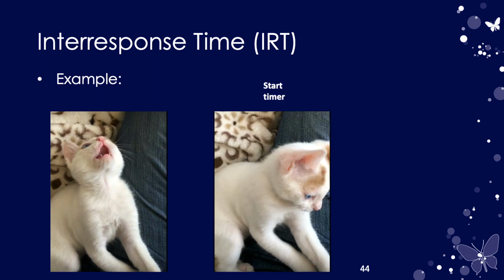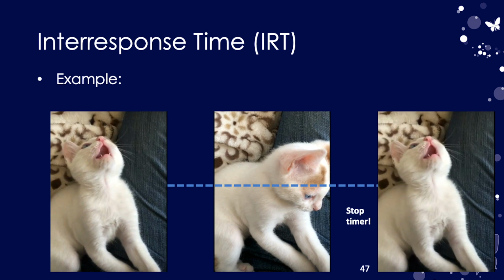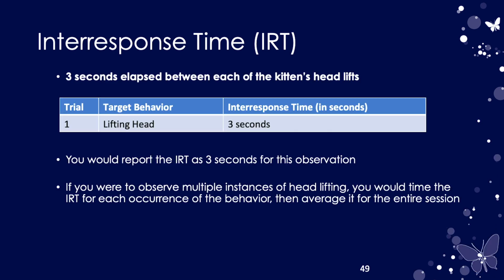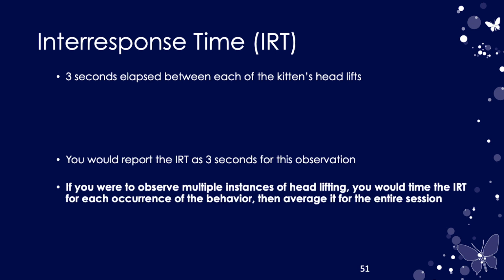As soon as he puts his head down, you would start the timer. The dotted line represents time. Here, 1 second has passed. 2 seconds have passed. 3 seconds have passed. Then the cat lifts his head up, and you can stop the timer. 3 seconds passed between head lifts. This means that the IRT between head lifting is 3 seconds. So, you would report the IRT as 3 seconds for this observation session.